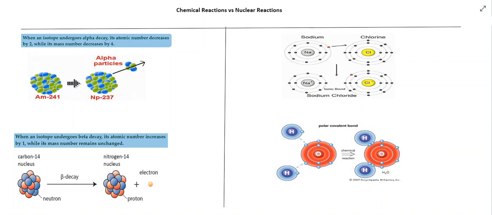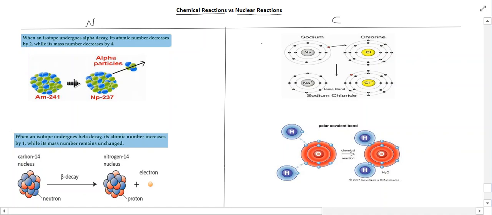Okay, so what I want to look at now is the difference between what's known as a chemical reaction and a nuclear reaction. Both of them are reactions between atoms, and they result in a change from what you start off with. So if we remember, on the left hand side we have nuclear reactions. We'll just put an N here for nuclear. And then on the right hand side we have chemical reactions.